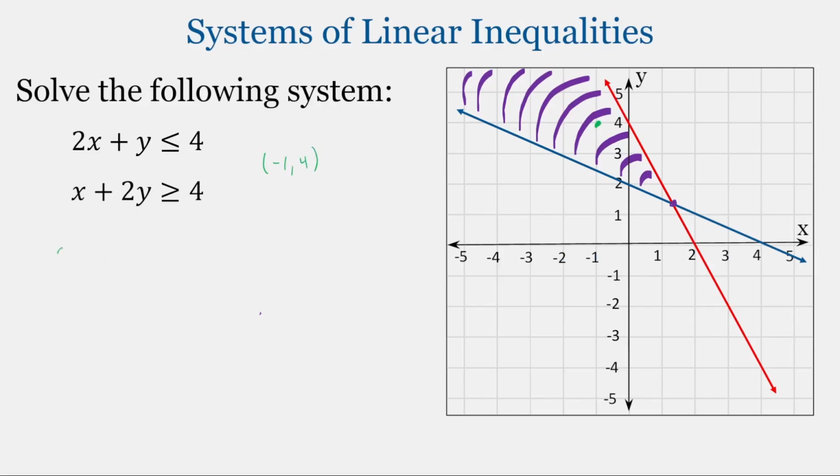For this first inequality, we have 2 times -1 plus 4 less than or equal to 4. This is -2 plus 4 less than or equal to 4. 2 less than or equal to 4. It's a true statement. Then with the second inequality, we have x plus 2y, so that's negative 1 plus 2 times 4 greater than or equal to 4. Negative 1 plus 8 greater than or equal to 4. 7 greater than or equal to 4. That is also a true statement.